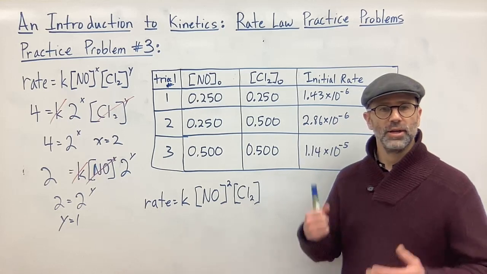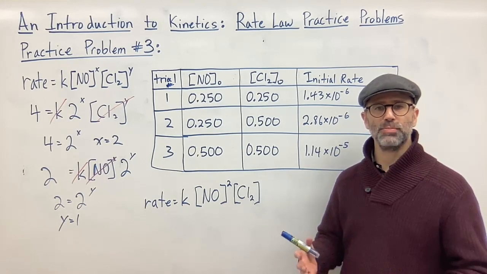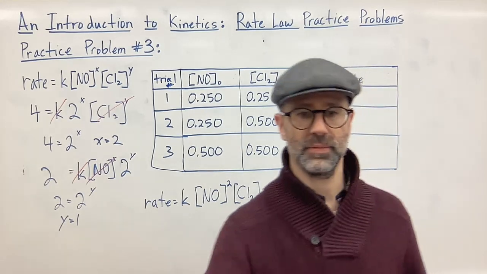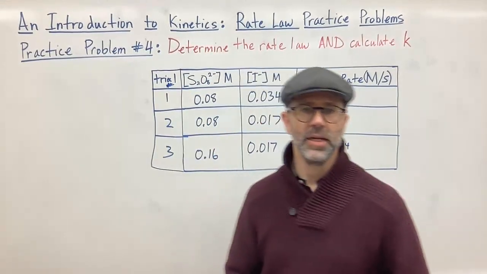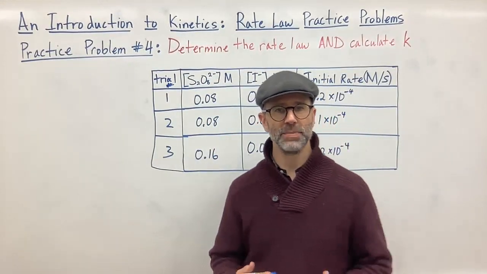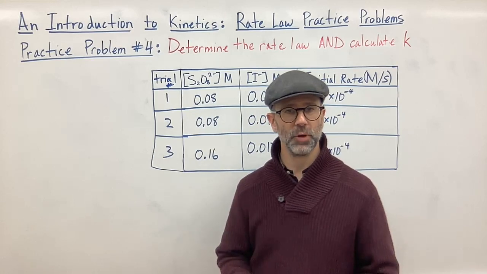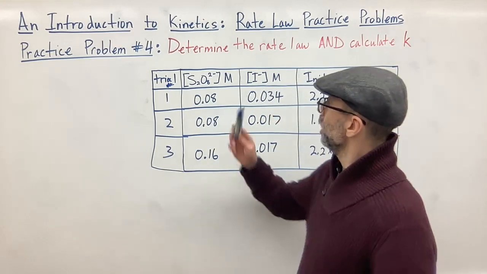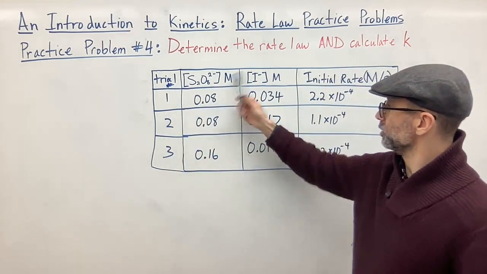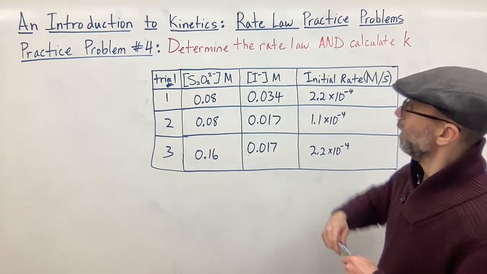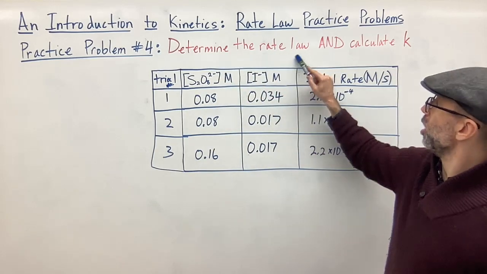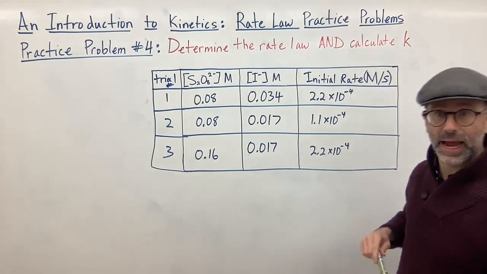Okay, so let's go on to our last problem, problem number 4. I'm going to go over this one pretty quickly. So again, we have our reactants and their concentrations. We don't have a reaction, but this time we're going to determine the rate law and calculate K.